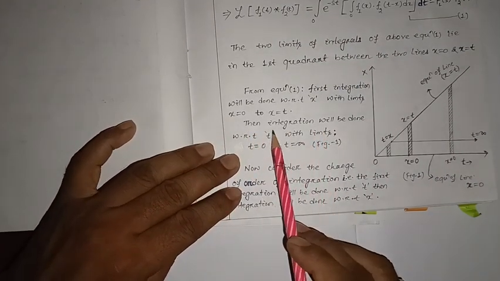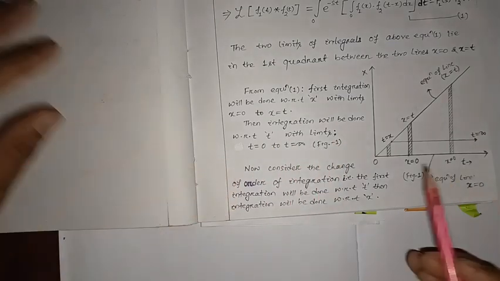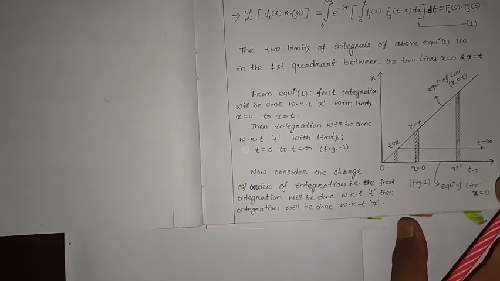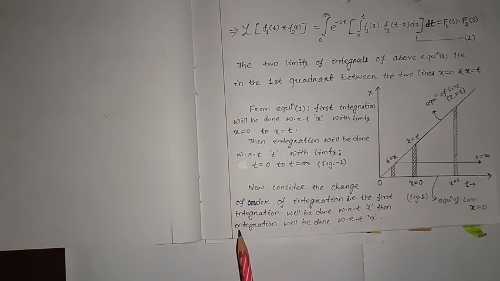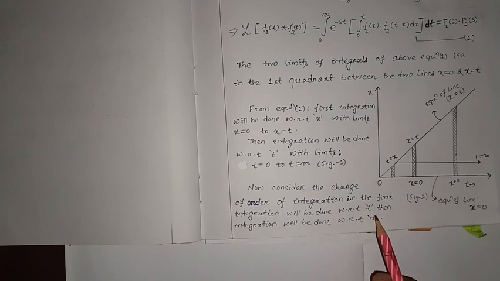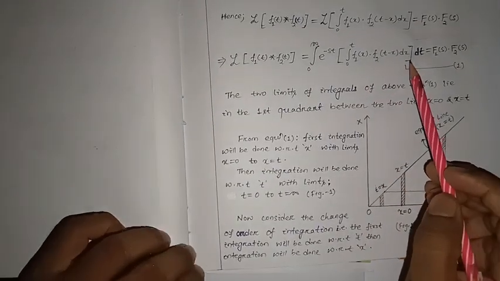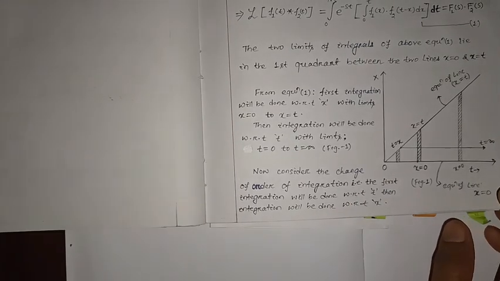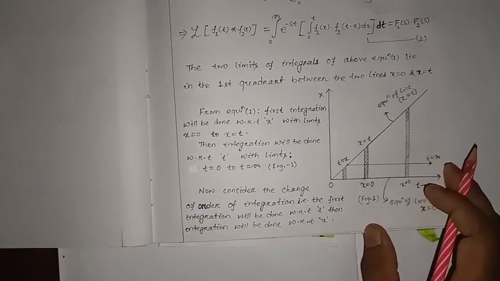Same thing has been written. Then integration will be done with respect to t with limits t equal to 0 to t equal to infinity. Refer to figure 1. This is your figure 1. Now consider change of order of integration, that is, the first integration will be done with respect to t, then with respect to x. Here, first integration is done with respect to x and then t. If I consider the change of order, then first integration will be done with respect to t and then with respect to x.